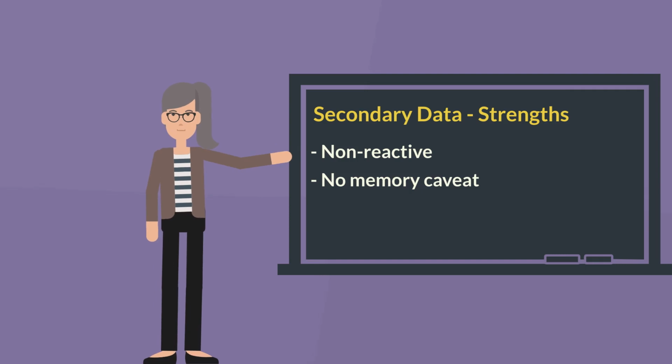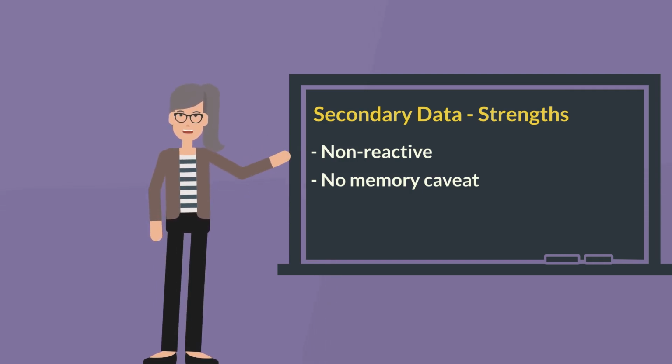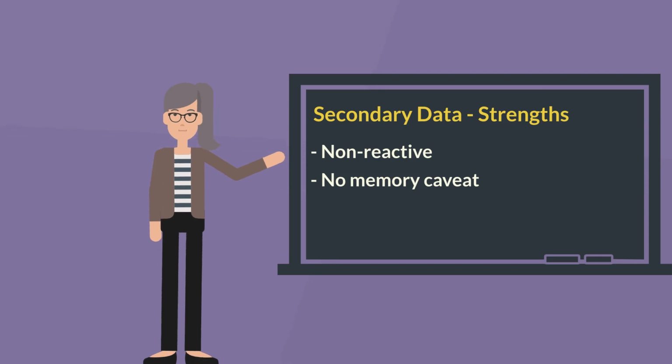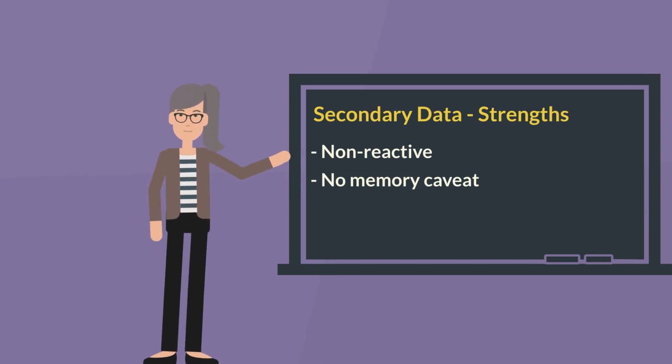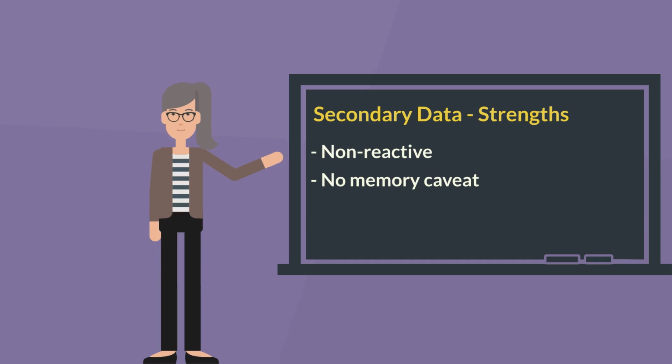The major advantage of using secondary data is that the data is non-reactive. The data does not have feelings or care about any judgment you might have regarding it. Additionally, the data does not contain any memory caveat. When studying the themes of news stories that appeared on page 1 during the month of July in 1929, the stories appear now as they did then.